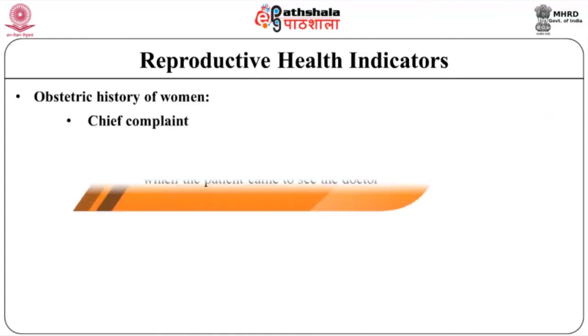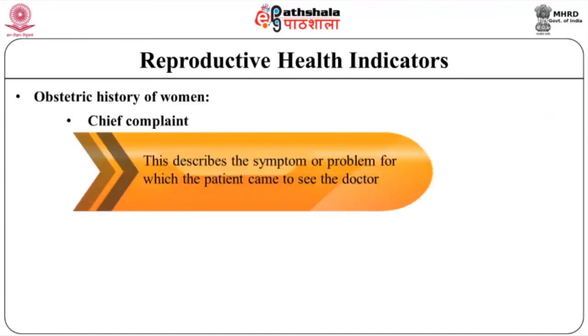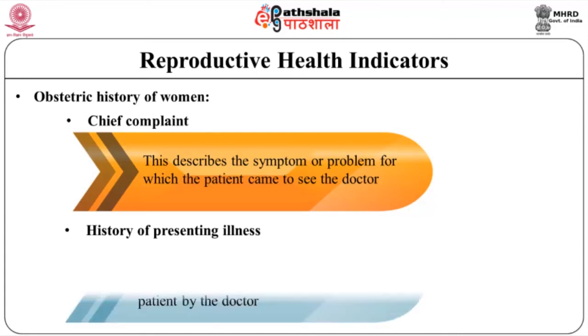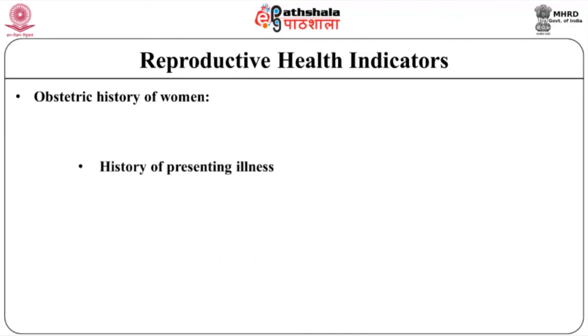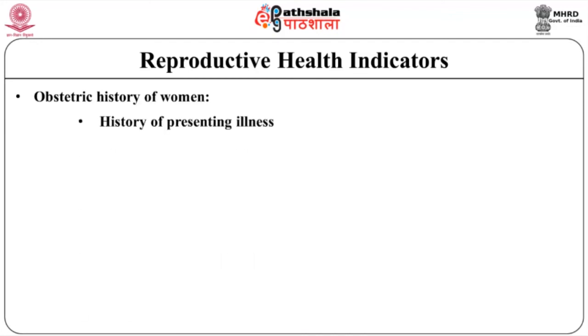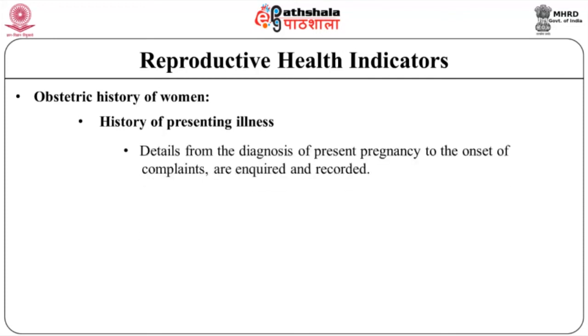Parity refers to the outcome of pregnancies. The chief complaints describe the symptoms or problems for which the patient came to see the doctor. The history of the presenting illness needs to be understood. The onset, nature, and aggravating or relieving factors of the complaint are discussed with the patient by the doctor. The history of the present pregnancy needs to be taken into consideration. The details from the diagnosis of the present pregnancy to the onset of complaints are inquired and recorded.